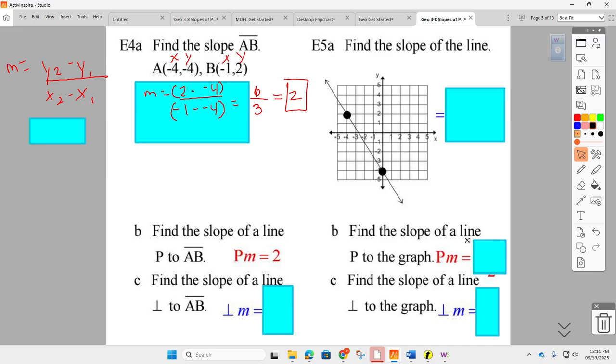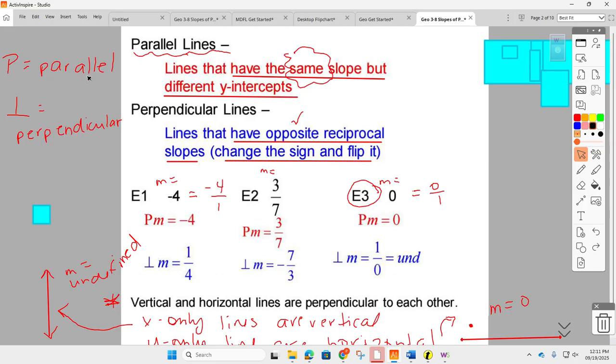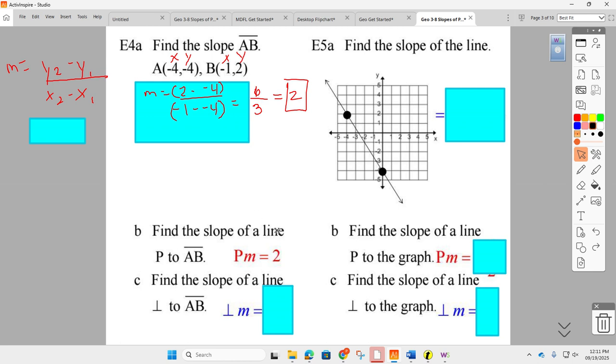This word means parallel to segment AB. Remember we wrote that the big P stands for parallel? Right. So the question is, find the slope of a line parallel to segment AB. And the slope of AB is 2, right? So we can write that there, but n equals 2. So what is the slope of a line that's perpendicular to AB?